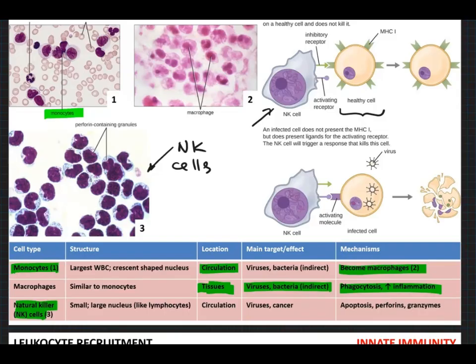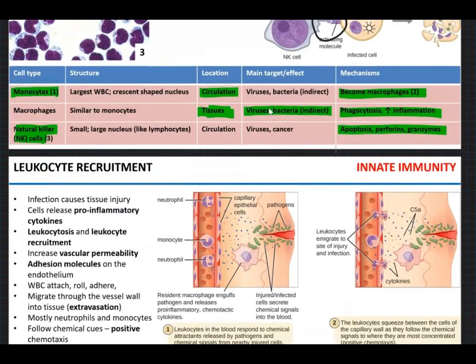Now an NK cell finds don't kill me and kill me signals. When an NK cell finds a kill me signal on a cell, it kills it. The mechanism is apoptosis. If you're curious about kill me, don't kill me, there was a Nobel Prize in Physiology and Medicine for checkpoint inhibitors, cancer treatment.